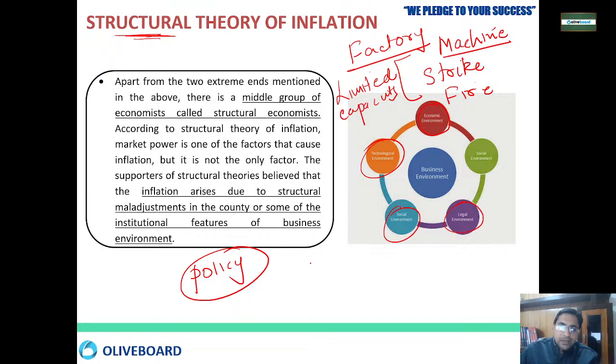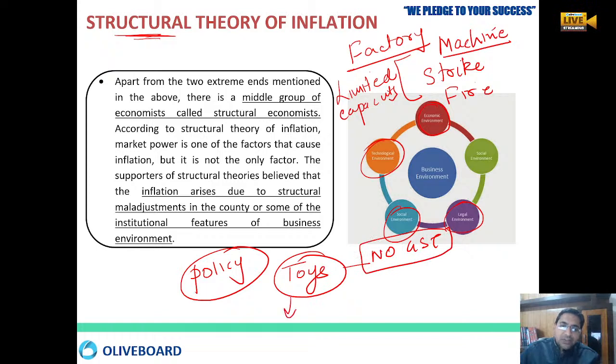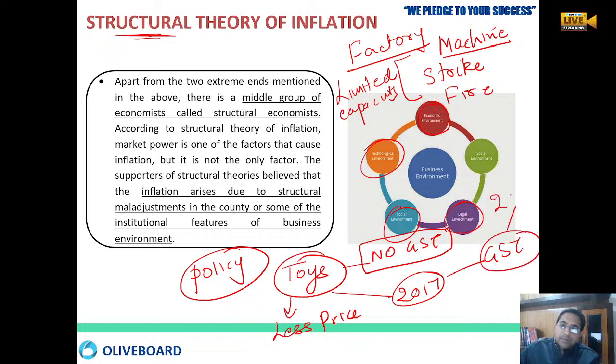Now, there was a company making some kind of toys. There was no GST in that, so they were selling the toys at lower prices. All of a sudden in 2017 GST came and the toys were taxed at 28%. Now whatever toy you buy, you have to pay an extra 28%.